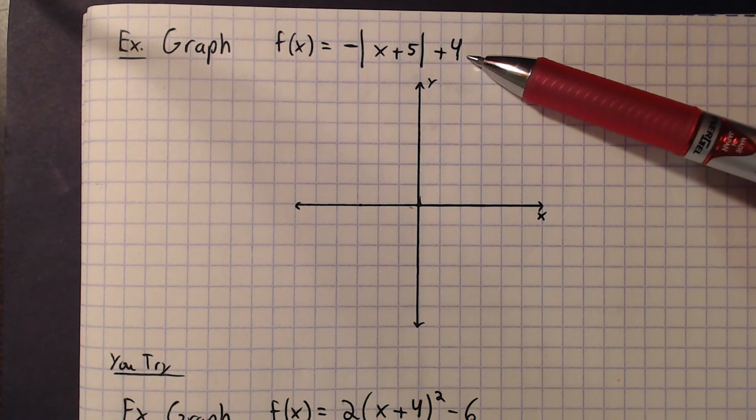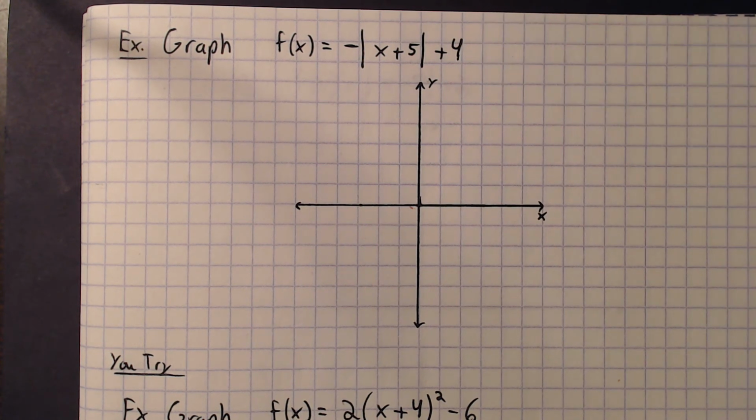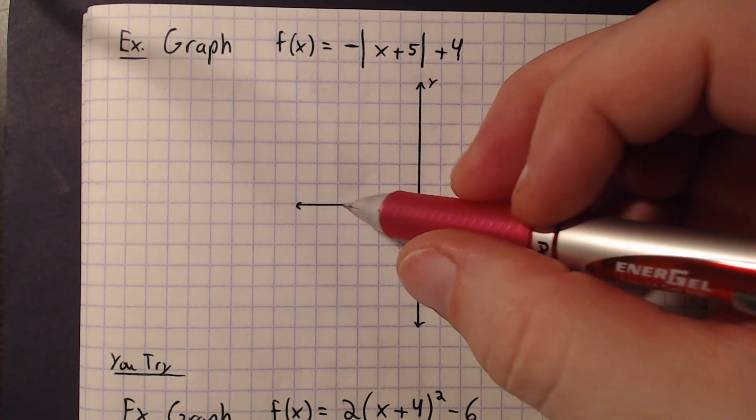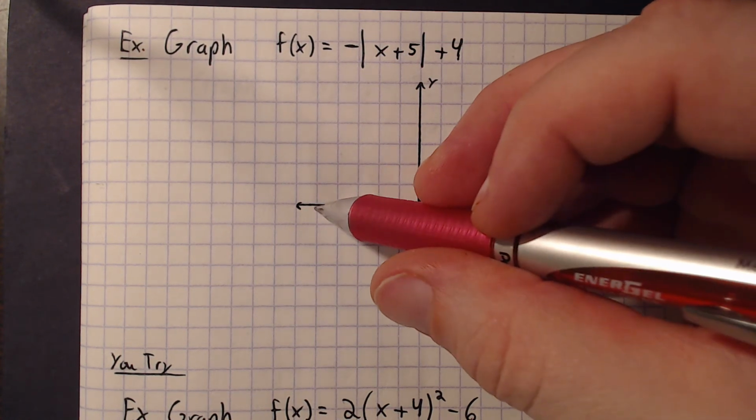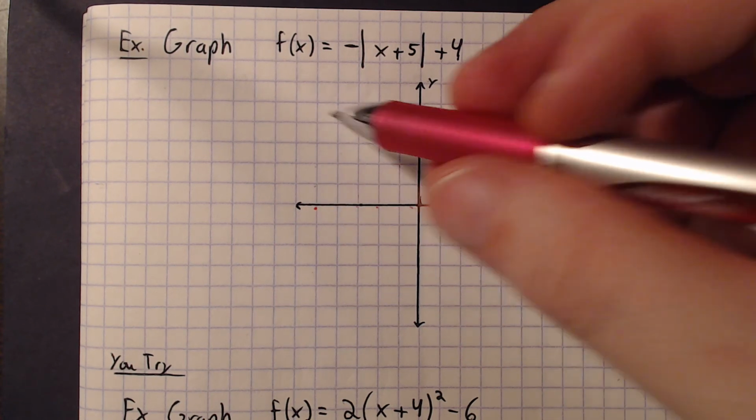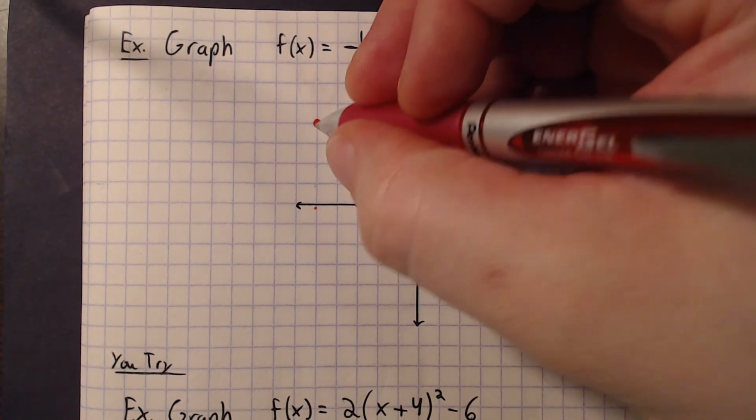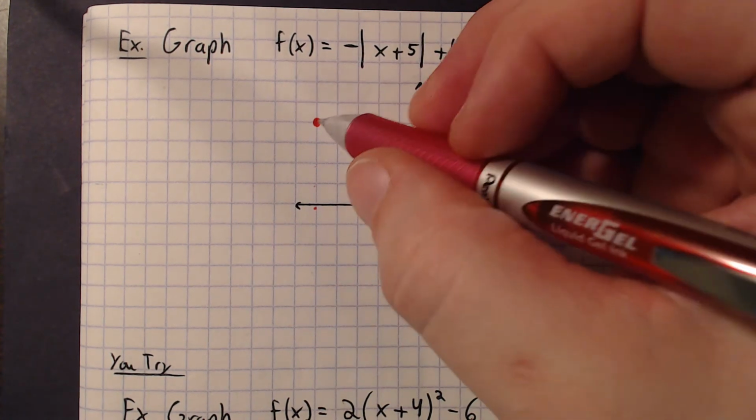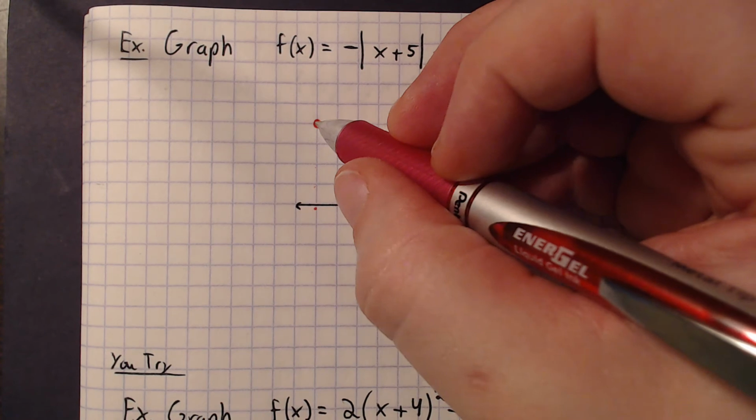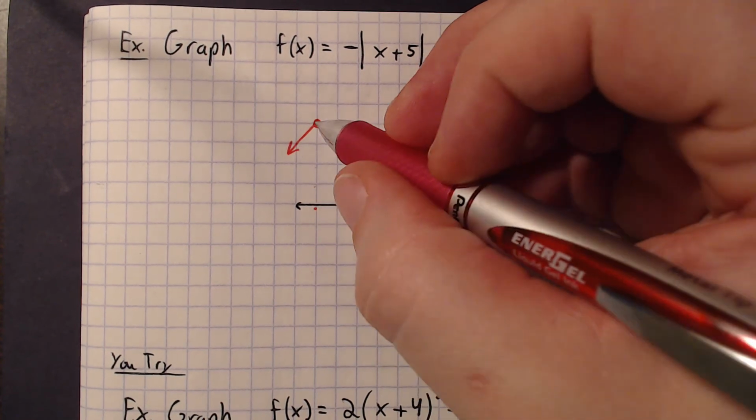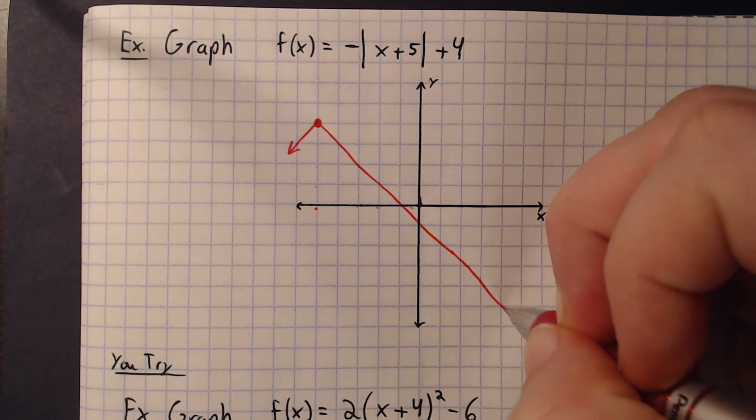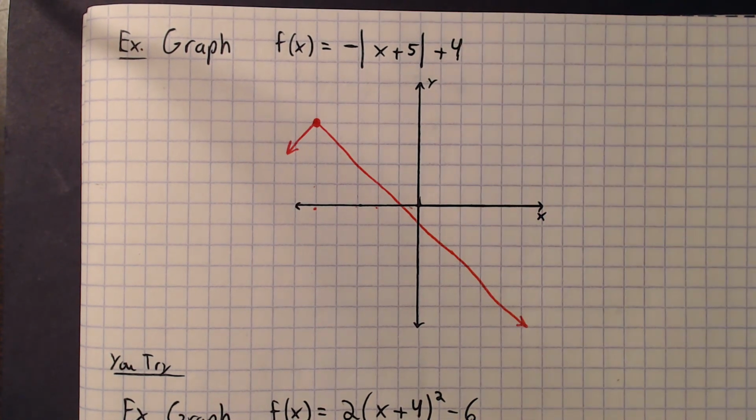However, we're going to move that V up 4. So 1, 2, 3, 4, 5, and up 4. 1, 2, 3, 4. That's the very tip of my function, and because normally it would be a V going up this way, we want it to go the opposite direction. So I'm going to move it down that way. And there you have your absolute value function.